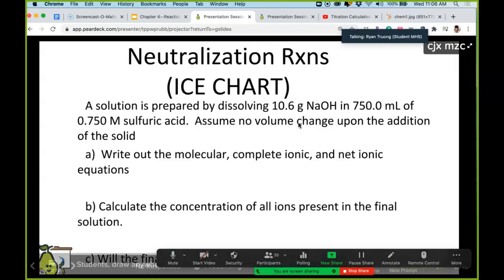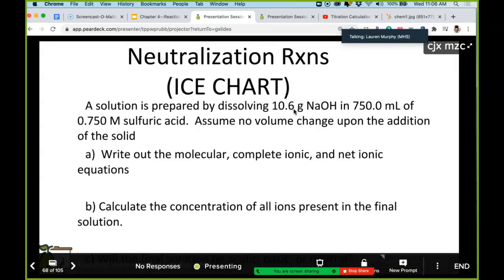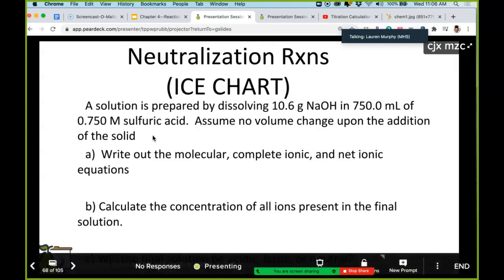There's no dilution. Now, is there a chemical reaction? Yes, I think. Yes. Acid and base is a chemical reaction. So part A asks you to write out the molecular equation, the ionic equation, the complete ionic or gross ionic equation, and the net ionic equations. So let's do that. Sodium hydroxide is reacting, this is a base, with sulfuric acid. Acid, base, salt, water. So let's do that.